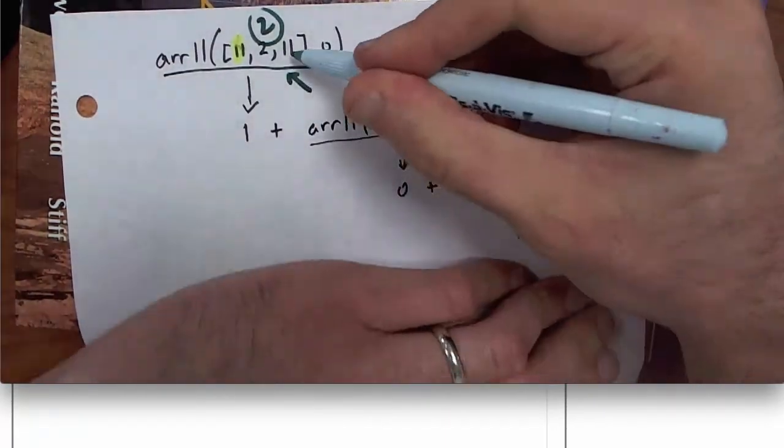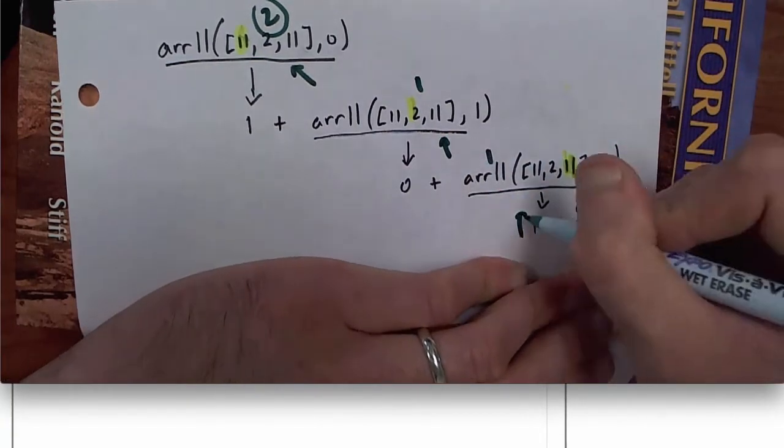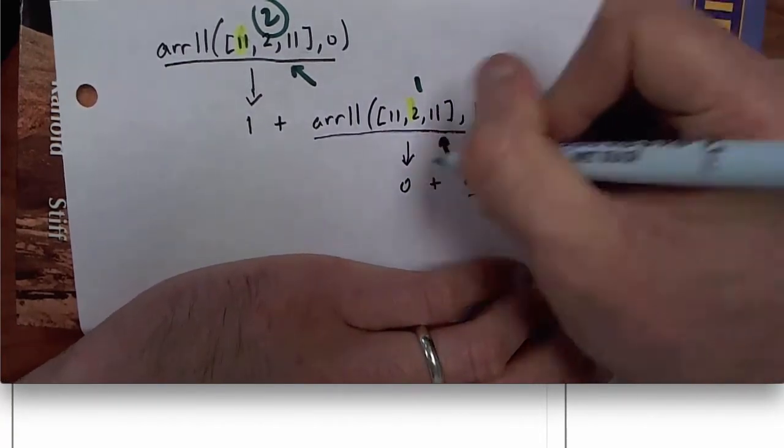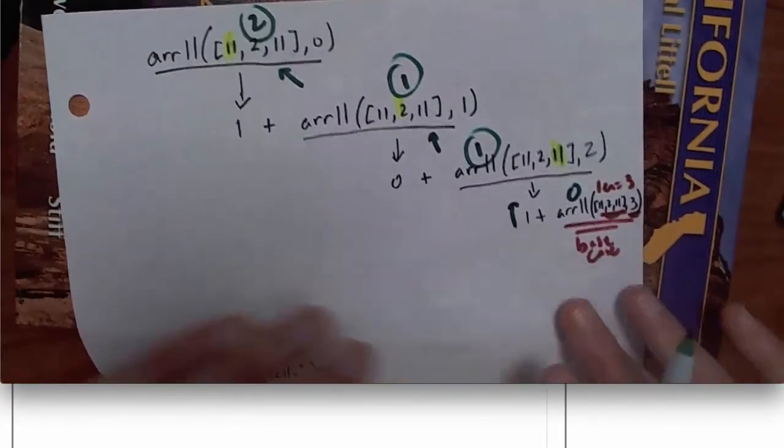Right? So again, you're calling it kind of going down. You don't know what this is until you go all the way down. And okay, 1 plus 0, that gives me a 1. 1 plus 0, that gives me a 1. 1 plus 1, that gives me a 2. And now I'm done. Okay?